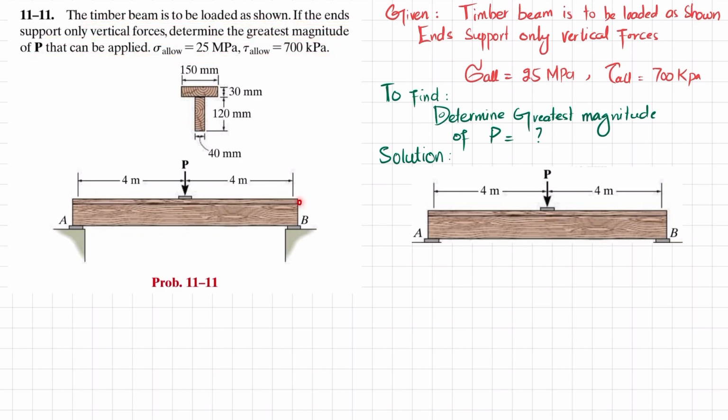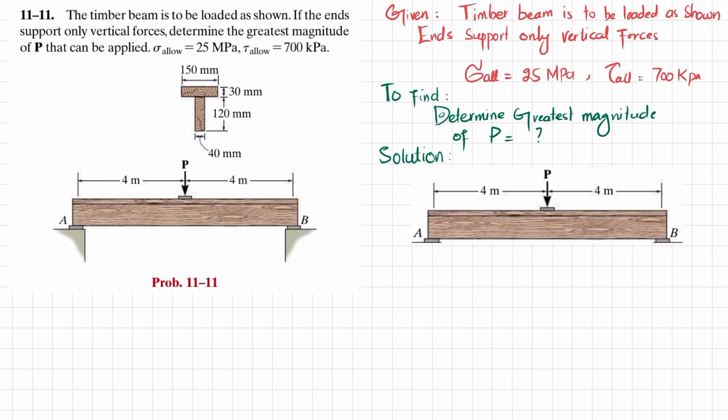So this is the timber beam that only supports vertical force at this end. There is a point load at the mid, and the cross section of this timber beam is T-shape. All the dimensions have been mentioned. So you have to find the greatest magnitude P that can be applied. So let's start with the solution.